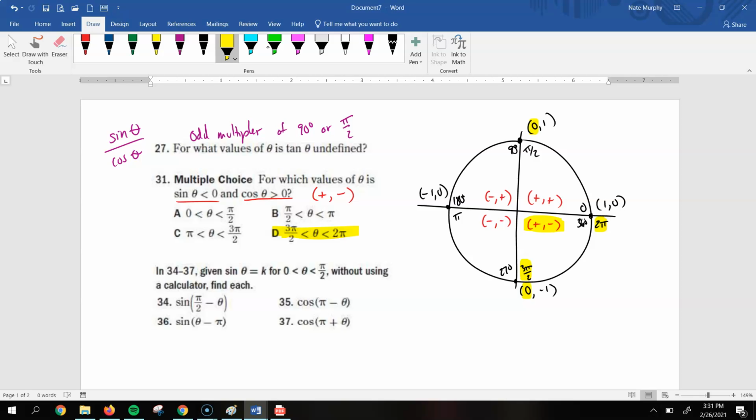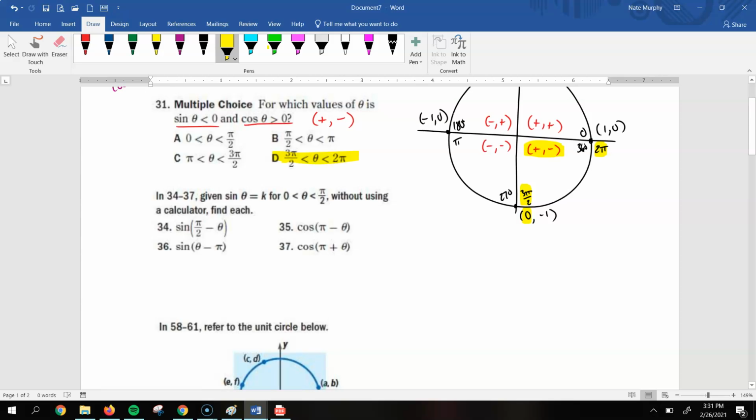All right, for numbers 34 and 37. On the test, it's going to be similar to this, but instead of k, I'd give you a number. So you're going to have to know how to apply these different theorems and identities to find the values, because I don't want you just typing things in your calculator and figuring out the answer. They tell us that the sine of theta is equivalent to k.